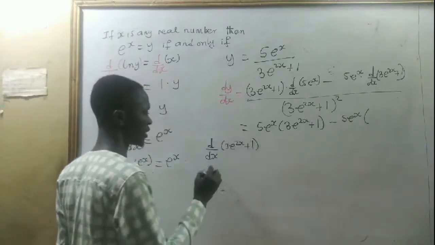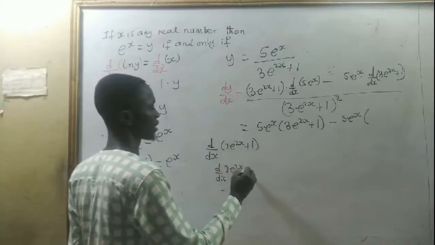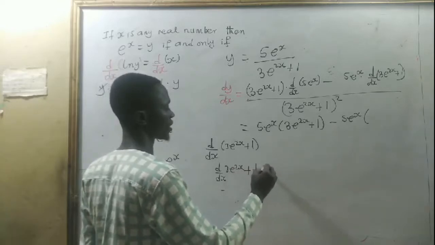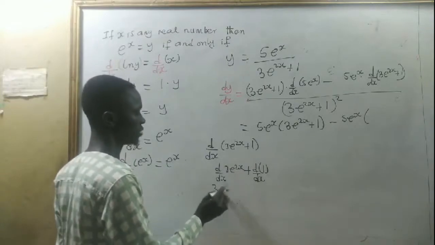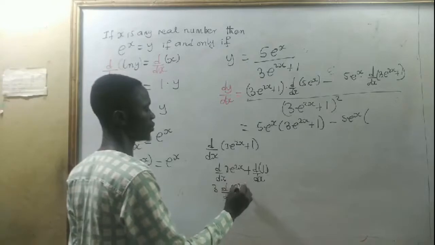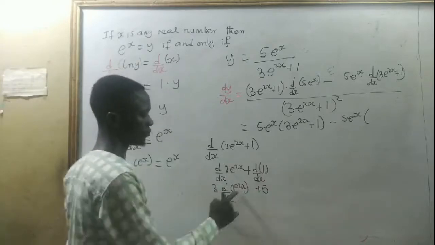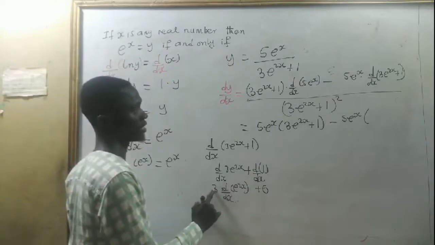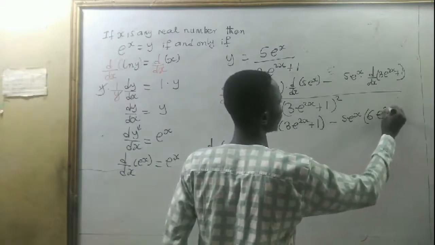So this is the same as the derivative of 3e^(2x) plus the derivative of 1 with respect to x. Here 3 is a constant, so 3 will come here and we have d/dx of e^(2x). If we differentiate 1, you get 0, so we put 0 there. And if you differentiate this, the 2 will come and multiply, so 2 times 3 will give us 6. So you are going to have 6e^(2x).